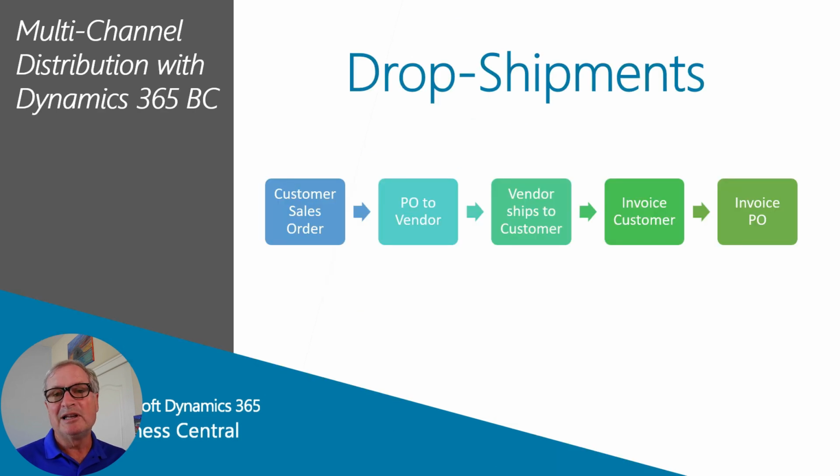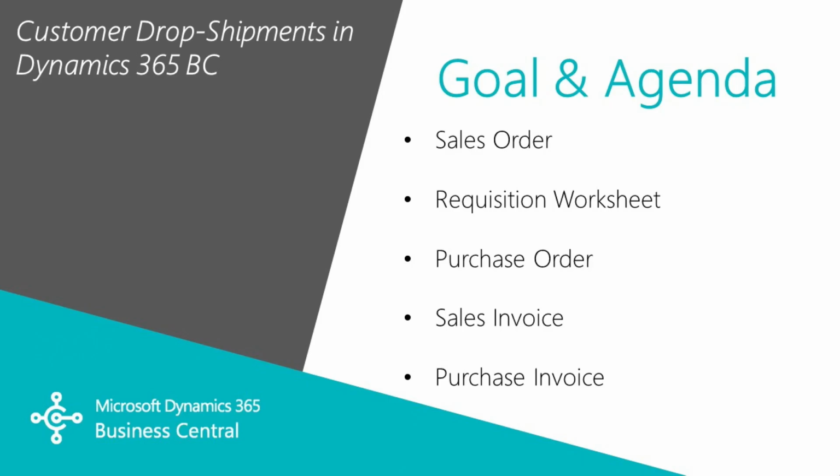Next, I want to show you a clip of the drop shipment process in Business Central. We're going to start with a customer sales order. We're going to send the PO to the vendor. We're going to show where the vendor ships the item to the customer directly. We're going to invoice the customer and then invoice the PO.